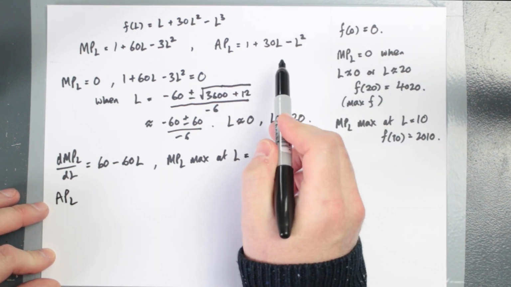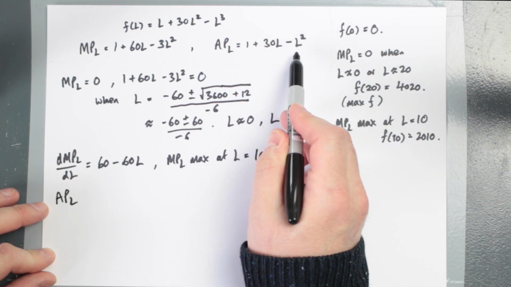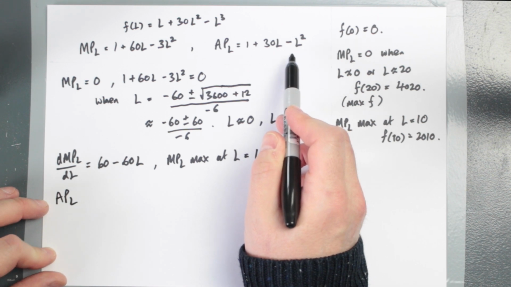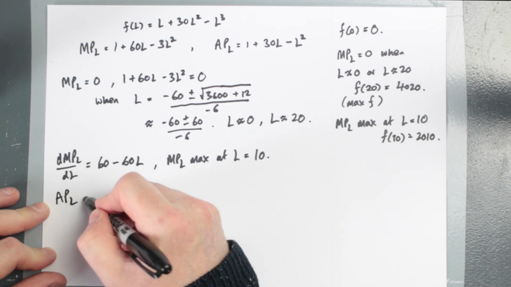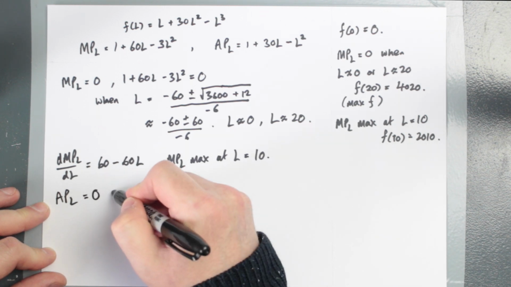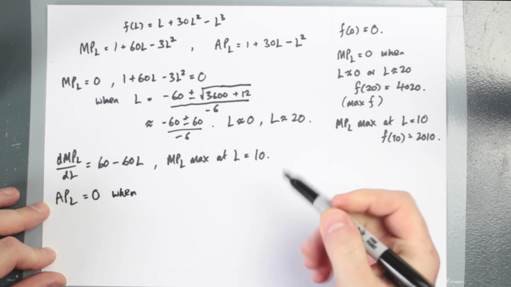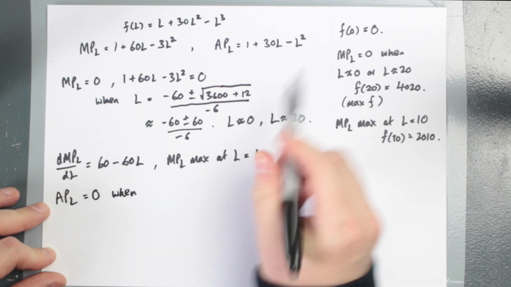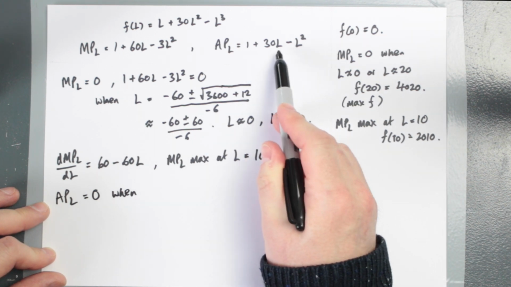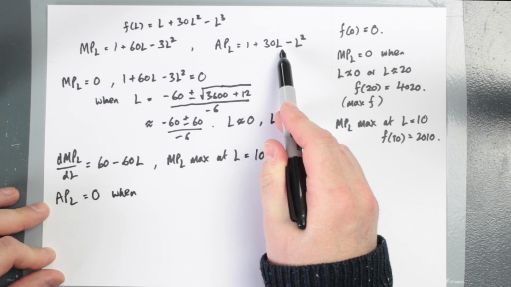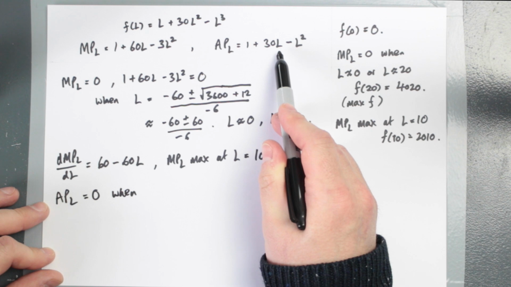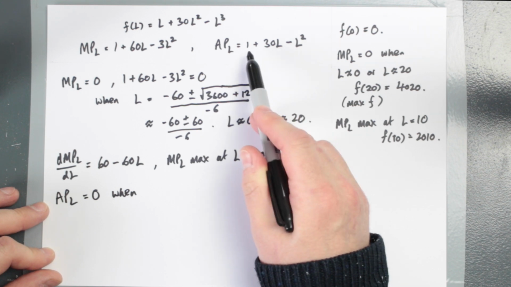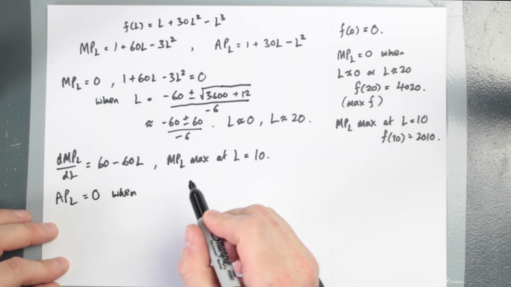So for instance, when is this 0? This 1 plus 30L minus L squared. Now, if I do the same trick as I did up here, APL is 0 when, if I just do it approximately, I can kind of read this: 30 times L and L squared will be equal to each other when L is about 30. Okay, so there'll be a 1, but that's close enough to 0 for us.